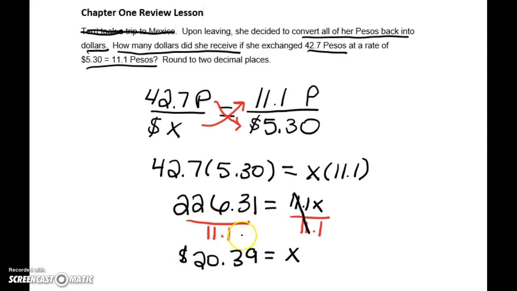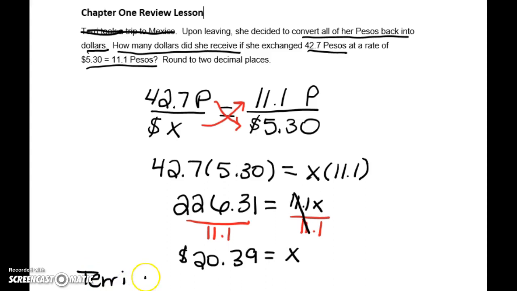One last step before we actually finish this problem is that this here is a word problem, which means that we have to answer it with a sentence. This is something that is very important to do, and I am going to require you to do this on your homework, assignments, and tests, okay? If you're a little bit unsure of how to write a sentence, I always like to go back to the statement or the question that was being asked. They want to know how many dollars Terry received. Well, she received $20.39 for 42.7 pesos.